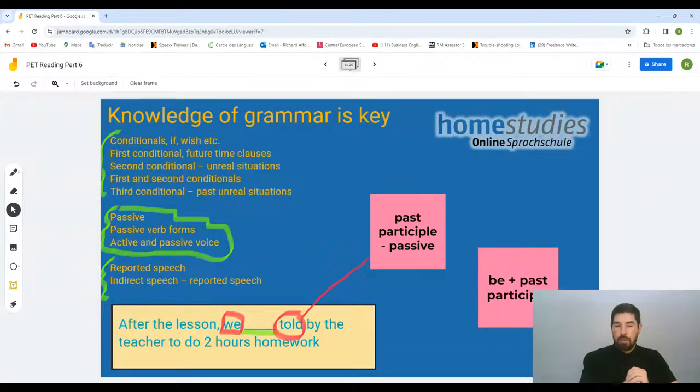So, is this going to be present or past? Remember, it's only one word. Any guesses? I'll give you, let's say, 20 seconds to come up with your one word. What do you think is going to fit in here? What do you think, guys?